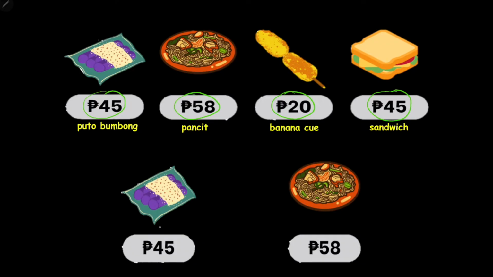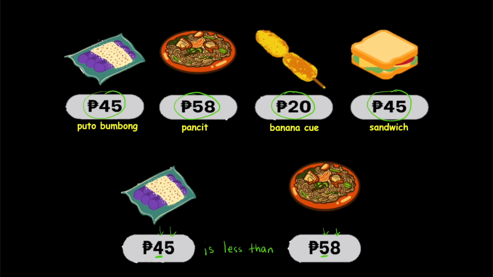So 45 pesos has 4 tens and 5 ones, while 58 pesos has 5 tens and 8 ones. Comparing the tens place of both values, for 45 we have 4, and for 58 we have 5. So therefore we could say that 45 pesos is less than 58 pesos. So this means that the puto bongbong costs less than the price of the pancit.